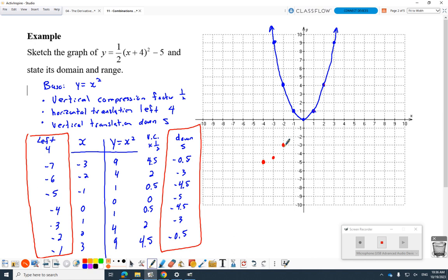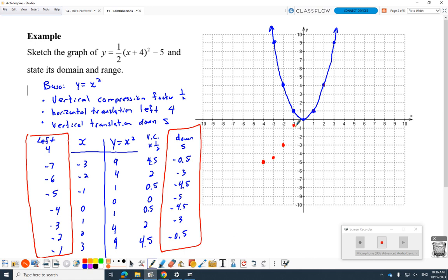So 9 divided by 2 is 4.5. Left 4, 1, 2, 3, 4. Down 5, 1, 2, 3, 4, 5. Negative 1, negative 0.5. Same point. So again, if you're watching this going, can't I just use the table of values? The answer is yes, absolutely. Go ahead. I'm just trying to show what's actually happening with the graph.